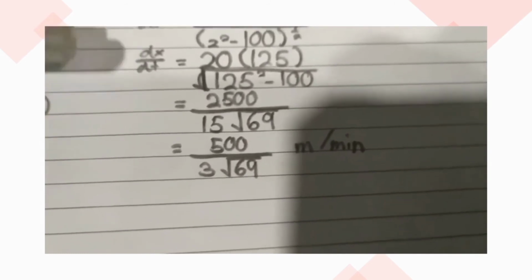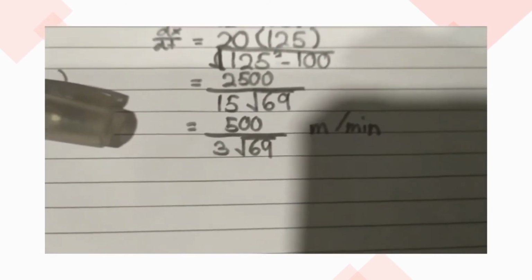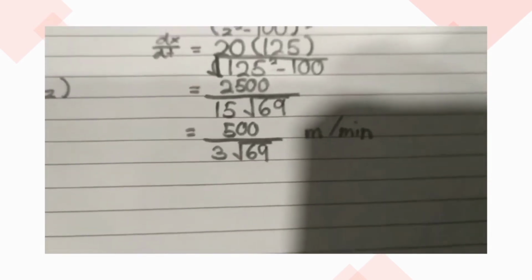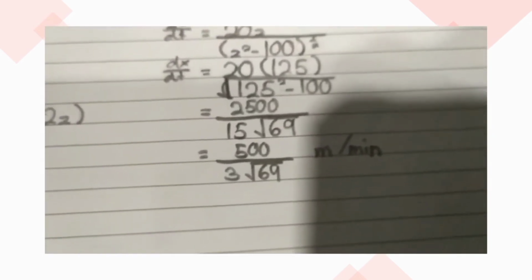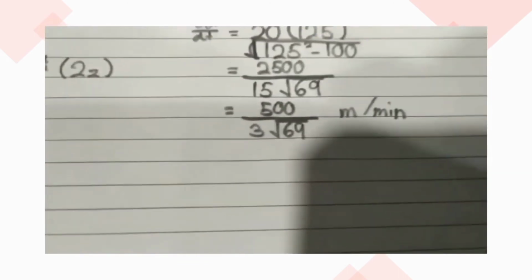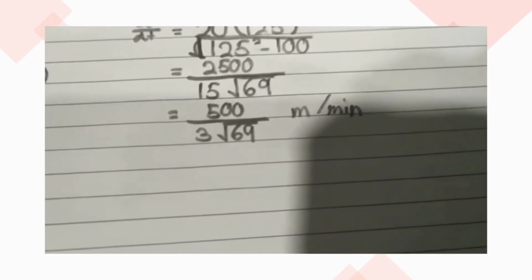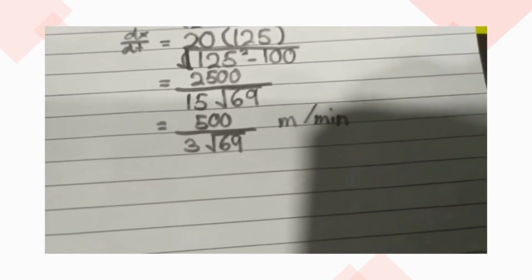Since the question wants the answer in radical, the bottom will be 2,500 over 15 root 69. So we simplify the top and the bottom, and we get 500 over 3 root 69 meters per minute. That's all for me. Thank you.